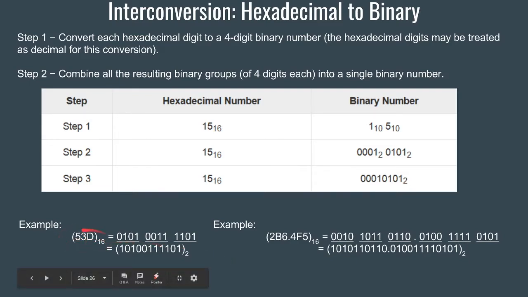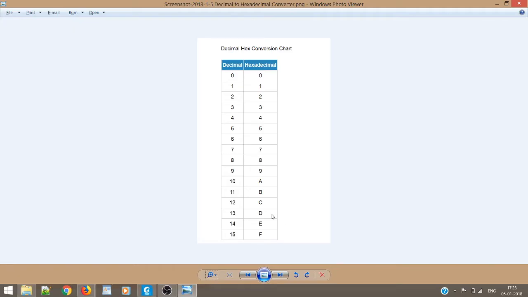Probably this example must make things clear. Over here, we have 53D. Binary equivalent of 5 is 0101. Binary equivalent of 3 is 0011, and the binary equivalent of D. Now, looking at the chart, we have D, and decimal equivalent of D is actually 13. So we represent 13 in binary form.